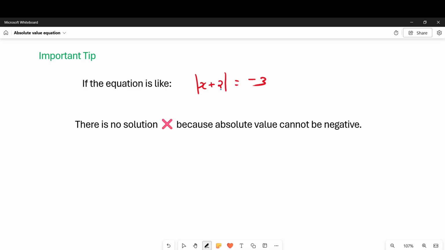The absolute value of a value cannot be negative, because as per the definition, the absolute value considers the distance from 0 to that value, and distance cannot be negative. So we can give an answer like this: there is no solution for this equation. No need to do any further calculation or computation. You can directly say this equation has no solution.